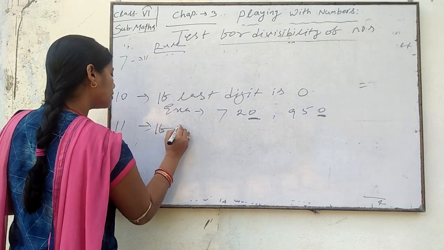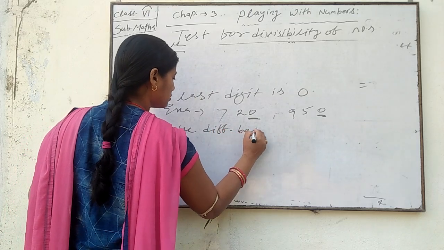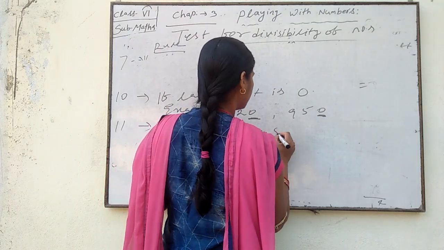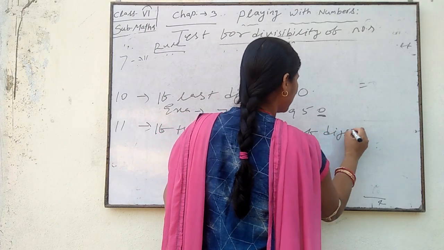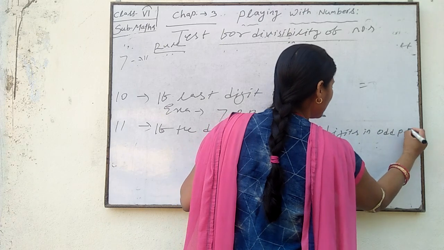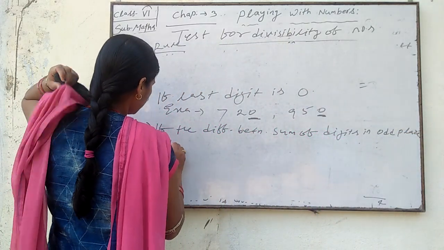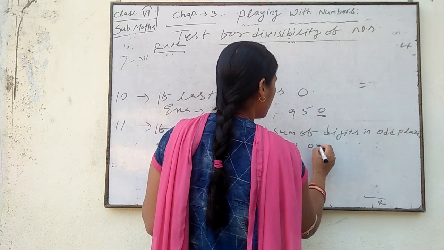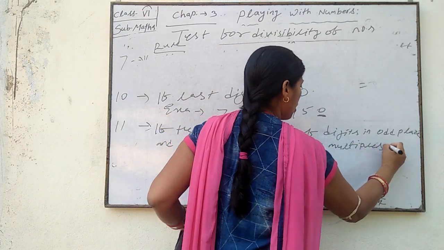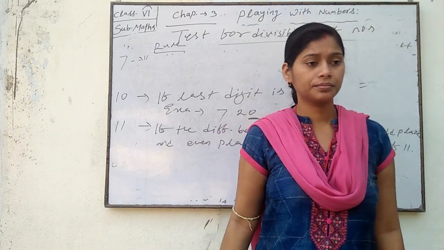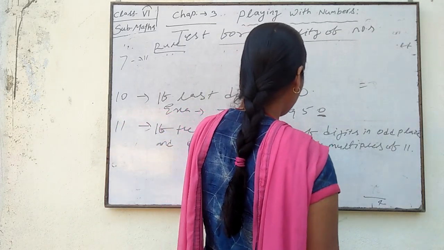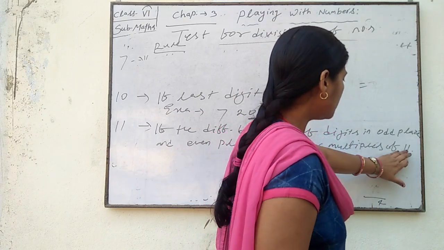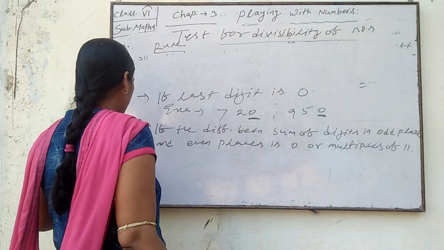Now for 11: if the difference between the sum of digits in odd places and the sum of digits in even places is 0 or a multiple of 11, then that number is divisible by 11.